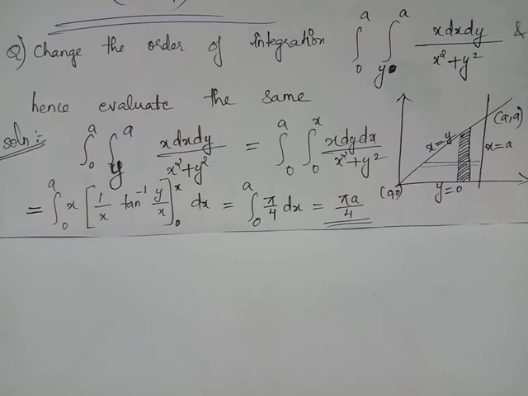Thus the given double integral, after we have changed the order of integration, will give us pi a by 4. Even if we had not changed the order of integration and proceeded evaluating the double integral using the original order itself, in that case too we will arrive at the same answer, pi a by 4. When you evaluate a double integral, change of order of integration doesn't make any changes to the answer, provided you identify the correct limits.